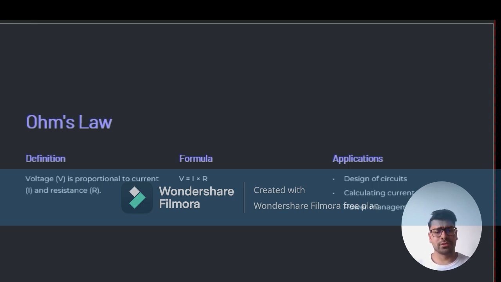A helpful analogy is thinking of voltage as water pressure, current as the water flow, and resistance as the width of the pipe. These relationships are the basis for understanding how all electric circuits function, from light bulbs to complex computer systems.